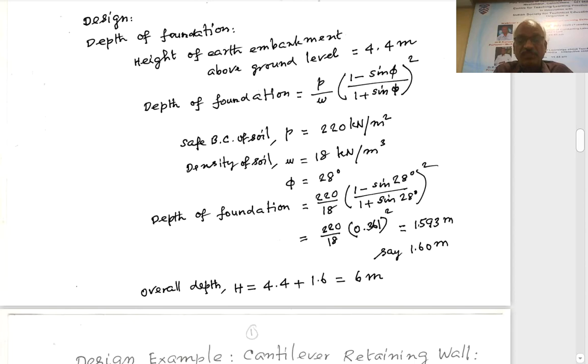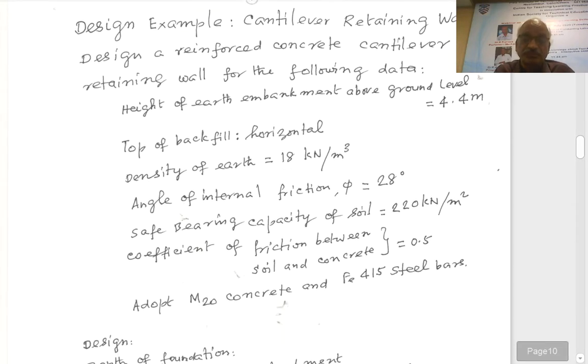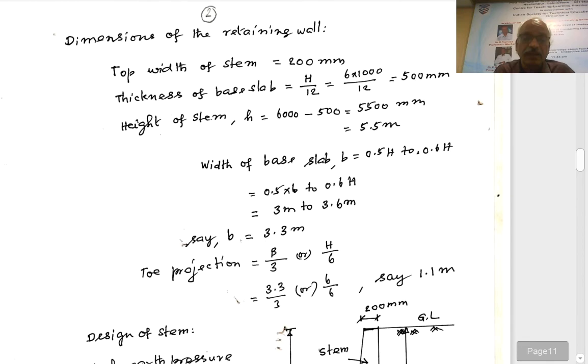So already the difference in earth level is given as 4.4 plus 1.6. Therefore the total height is 6 meters. Up to the bottom of the foundation, it is 6 meters, right? Now dimensions of the retaining wall. So in the case of cantilever retaining wall, first we have to fix the proportions of various dimensions.